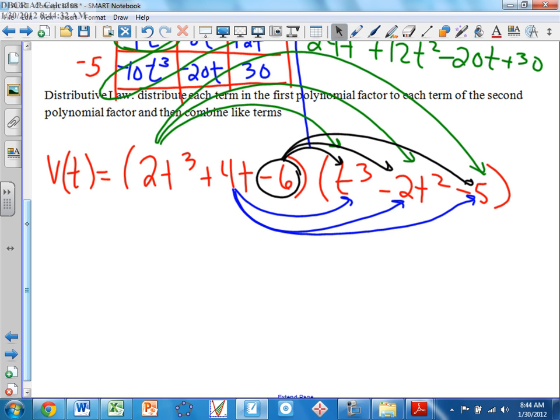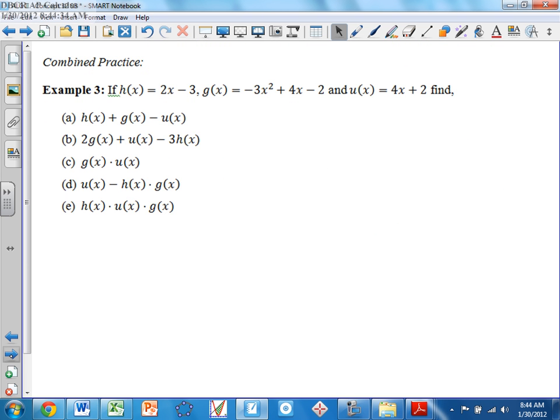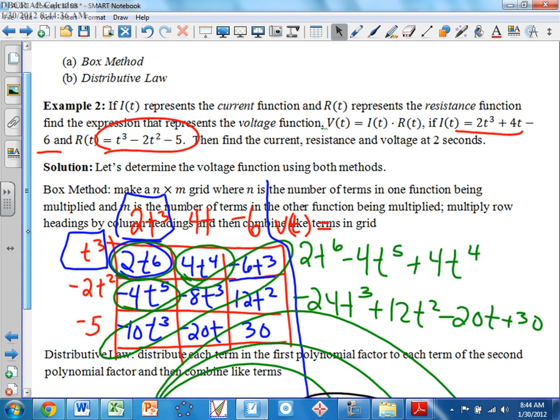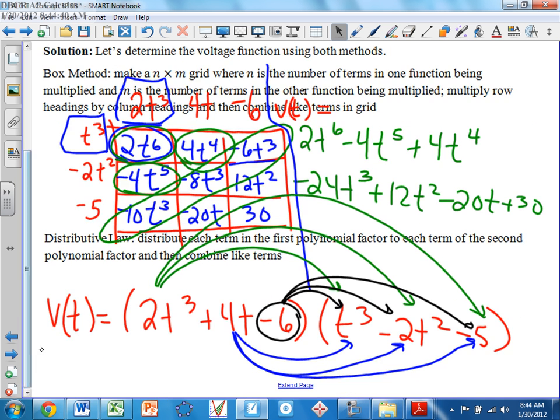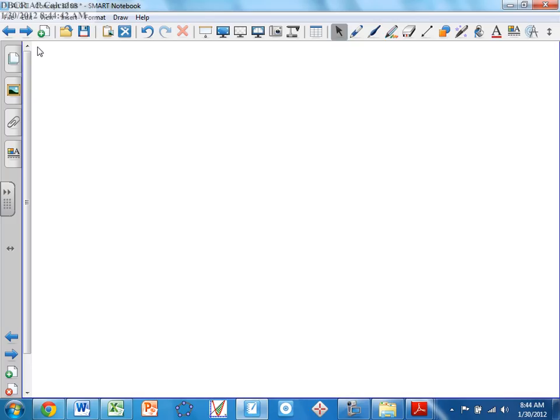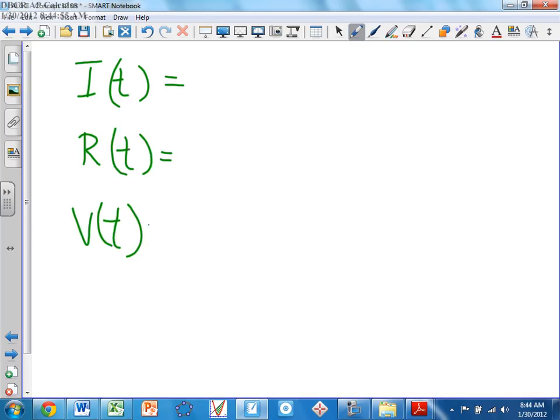Next page. We're not done with the problem. Remember, the problem then asked us to find the current, resistance, and voltage at 2 seconds. Here's what I want to show you. I have the current function, I of t, and I was given R of t. Now, I also determined V of t.